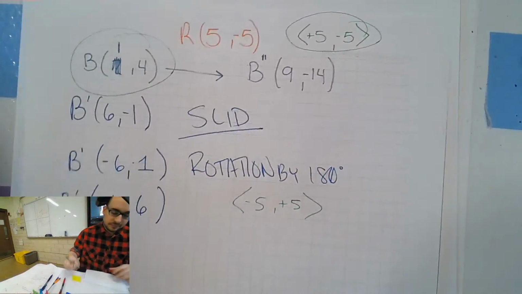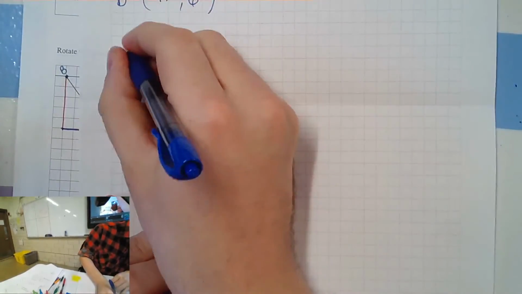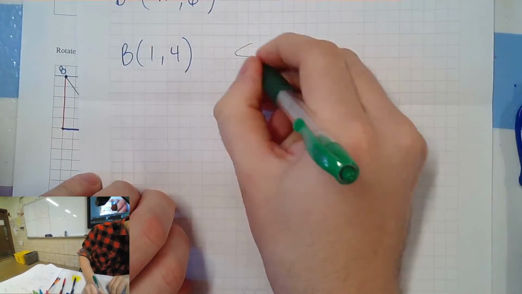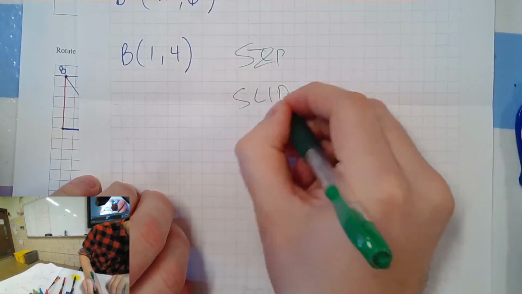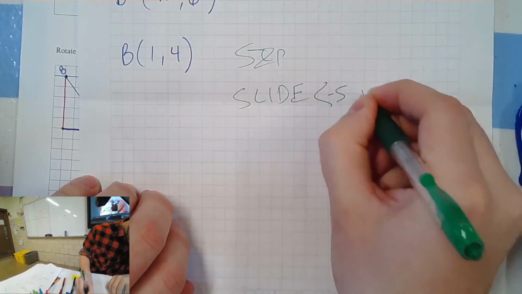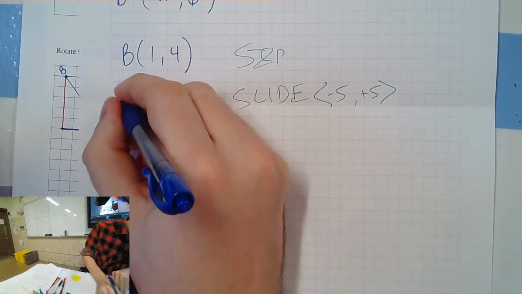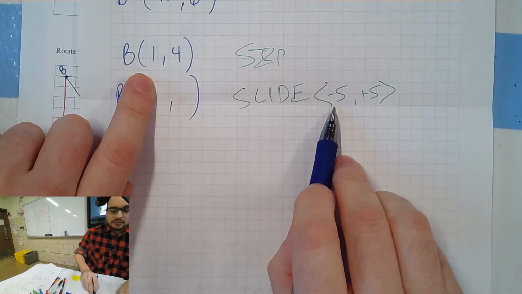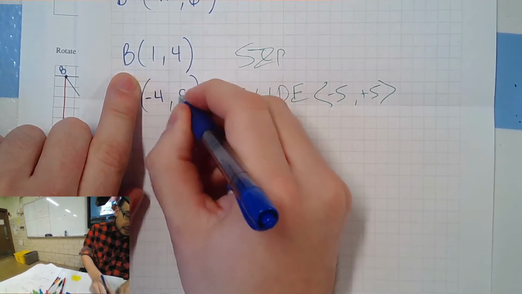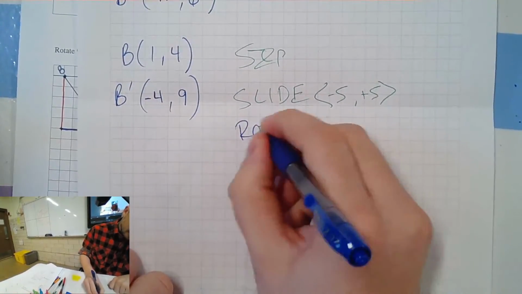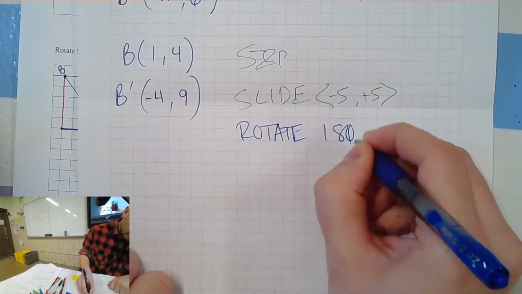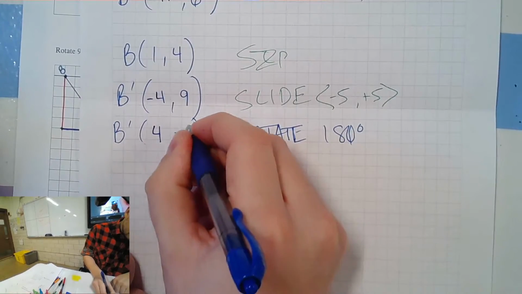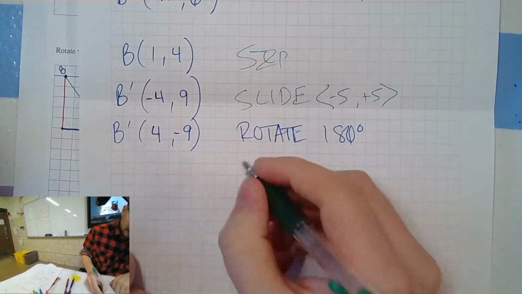Let's try that. We start with B. B is 1, 4. We're going to slide it by this vector this time. We're going to go the opposite way. Where do we end up? Apply this vector. Negative 4, positive 9. Now we're going to rotate by 180. How do we do a rotation by 180? What's the rule? Flip the signs, right? And then we're going to slide back, right?